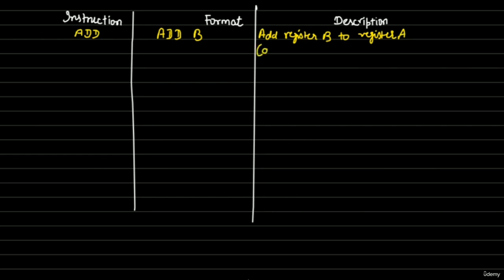I'm writing it here: accumulator. So A acts as the accumulator, and the result is placed in A. That's how it works. Now let's see the second one.